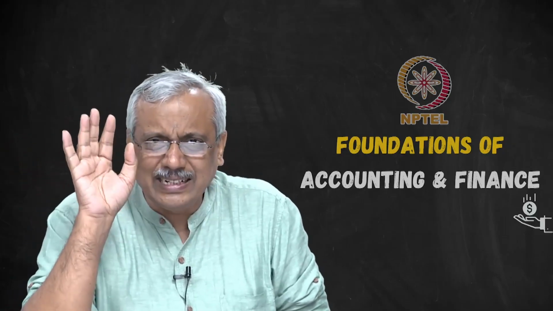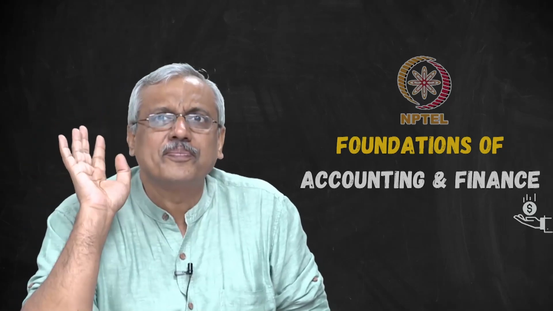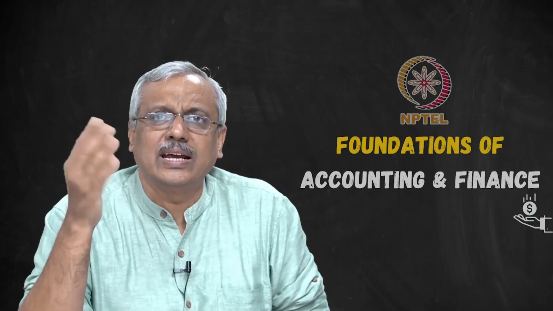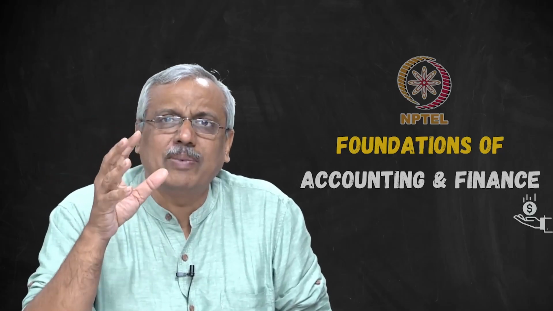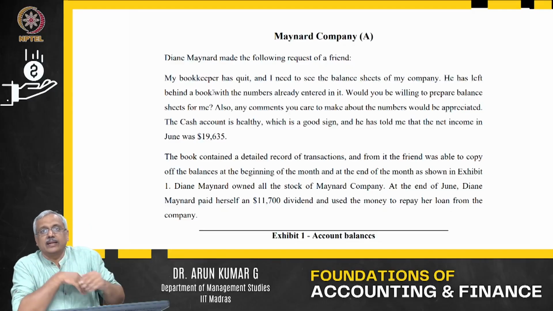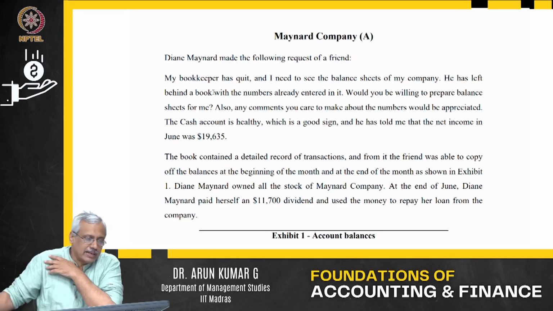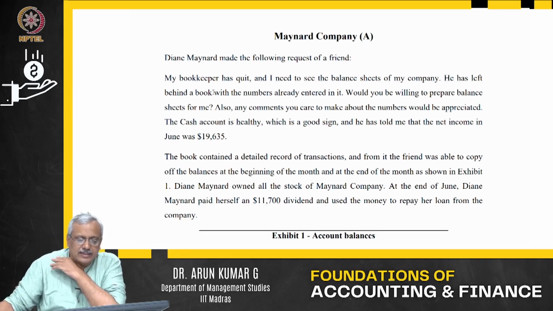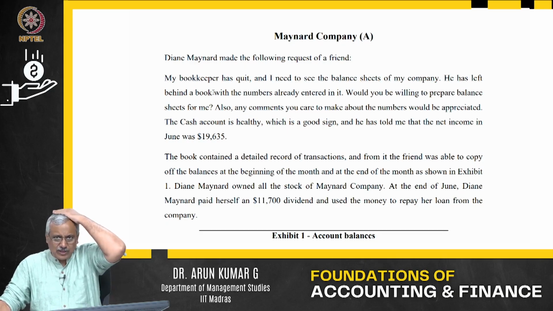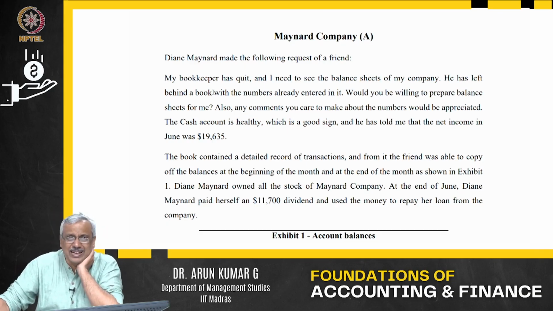We are going to prepare a balance sheet and income statement based on the Maynard Company case, and then let us see how we can take it forward from there, because that will give you a better understanding of the balance sheet and the income statement. Now we continue with the Maynard Company case, Maynard Company A and Maynard Company B, as you can see on the screen. Similar to Lone Pine Cafe, Maynard Company B is to do with the income statement, and Maynard Company A is to do with the balance sheet. Let us focus on the balance sheet preparation first, and then go to the income statement preparation.